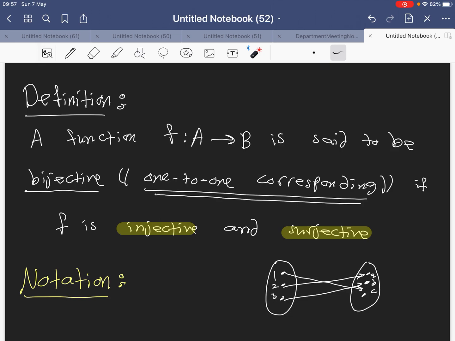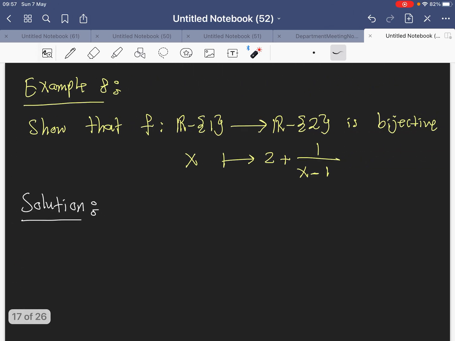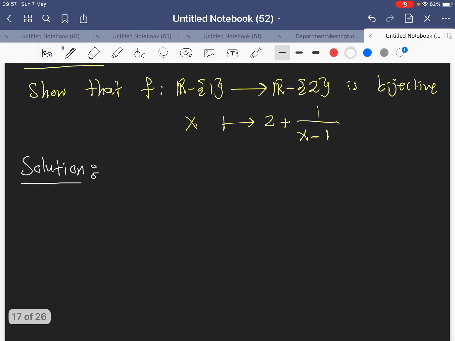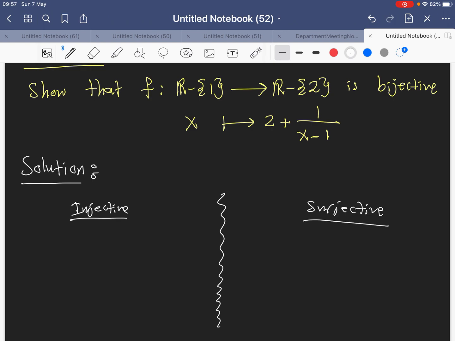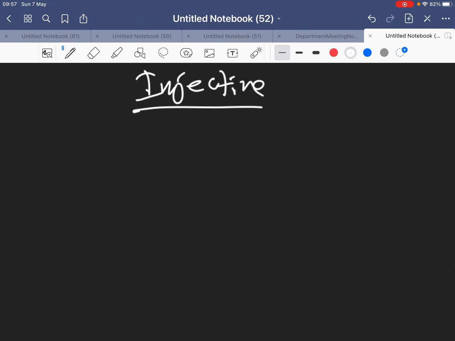Before I come back and write the notation, I would like to do one quick example to show that a function is bijective. So we will need to show that this function, which takes input anything except number 1 and gives me an output which will be anything except number 2, is bijective. So remember, to show a function is bijective, this is a task to do two things. We need to show the function is injective, and we need to show that the function is surjective. So each part will do its own thing.